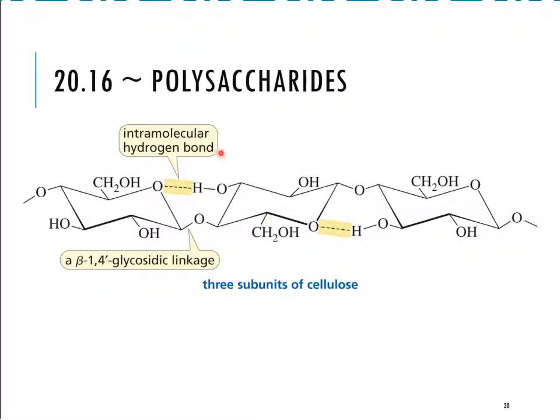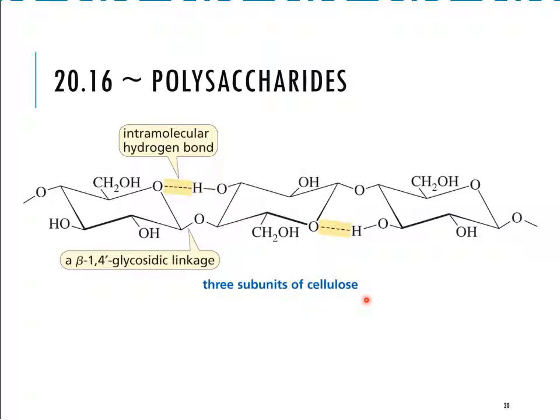When we have a beta 1,4 glycosidic linkage, it can create intramolecular hydrogen bonds. So here's our oxygen that's part of one ring. Here is our alcohol on the neighboring ring. It can create that hydrogen bonding, which is what can make a structure more rigid. So this is the basic structure of cellulose.